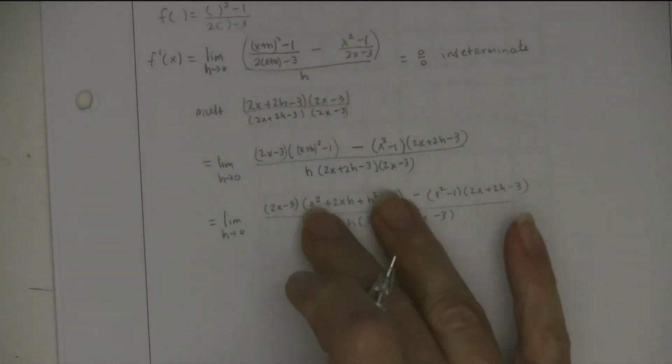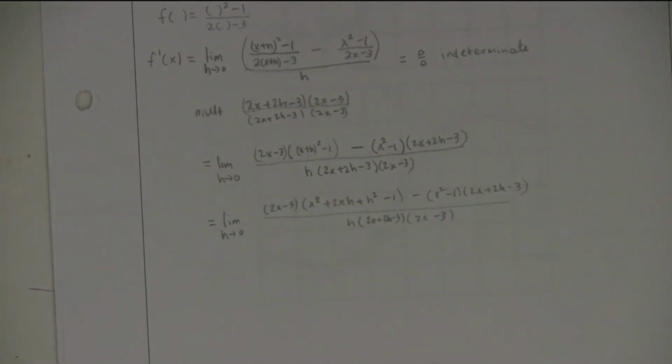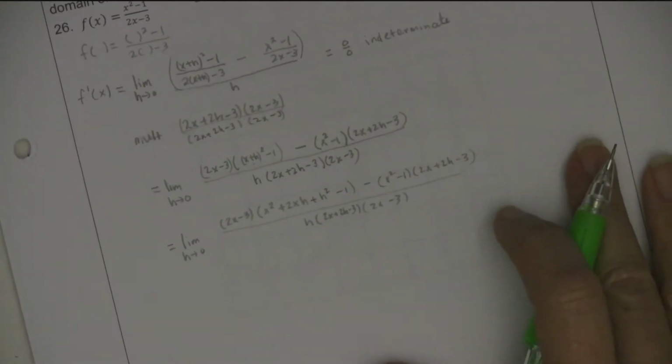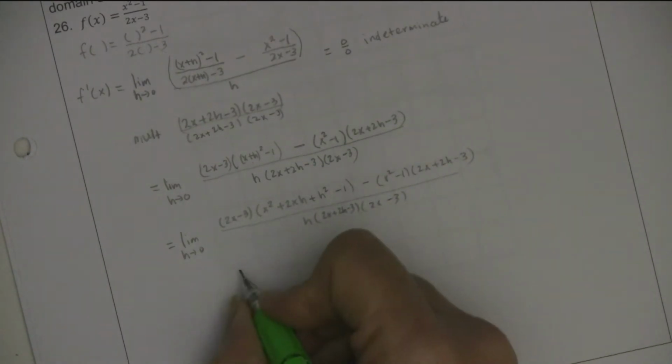So somehow when I multiply this all together and subtract it, I'm going to have a common factor of h when I'm all done. And I'm going to factor that h out, and then the h's are going to cancel, and then my 0 over 0 will be gone, and I'll be able to plug in h is 0. So that's my goal, and this is going to get really algebra-y here.